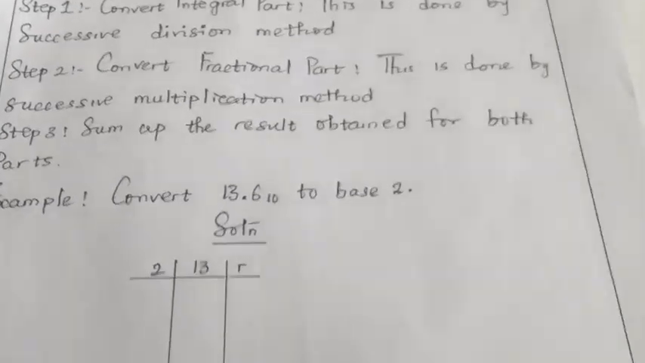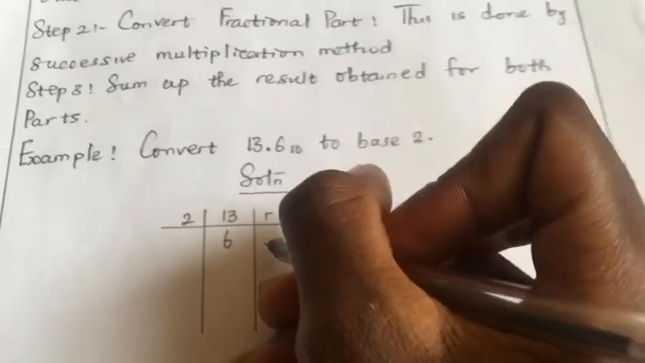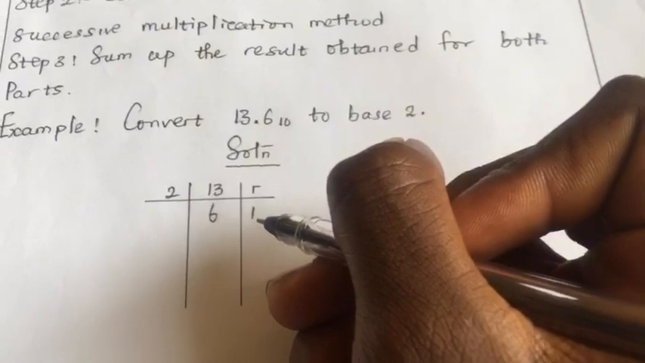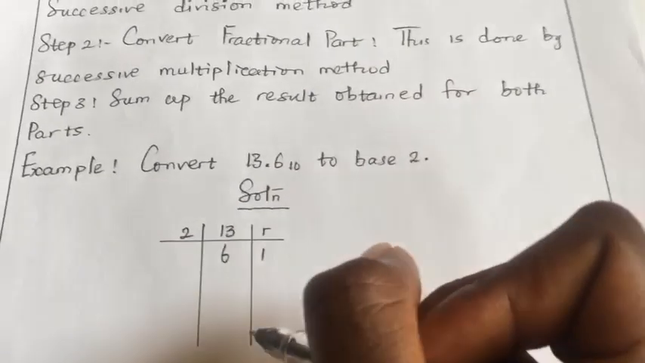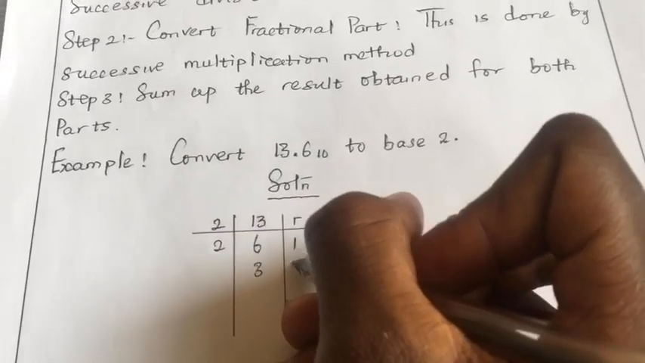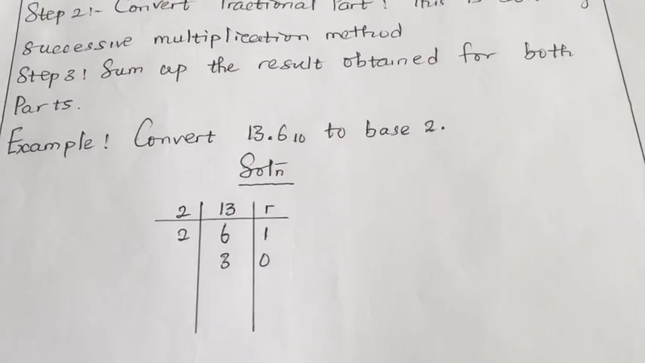So 13 divided by 2 is going to give us 6. Our remainder would be 1. How did I get 1? 6 times 2 is 12, and 13 minus 12 is 1. So we divide 6 by 2 also. That is going to give us 3. Our remainder is going to be 0. And how did I get 0? 3 times 2 is 6, and 6 minus 6 is 0.